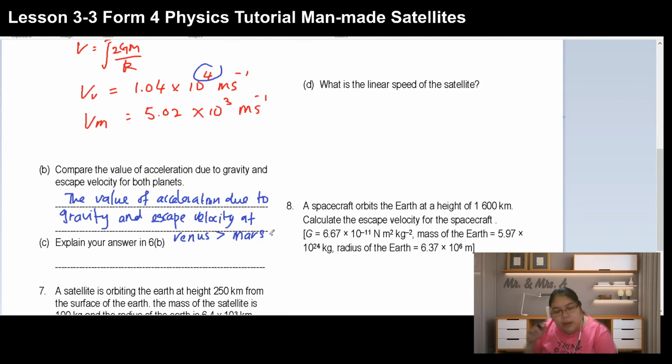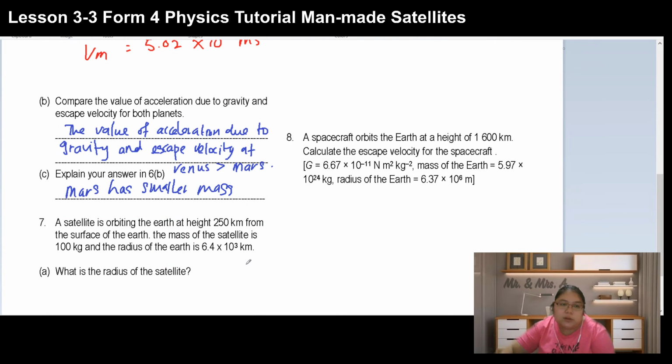Then we need to explain why we get the answer like this. What is important is the mass. So we just say Mars has a smaller mass. Okay, Mars has the smaller mass compared with Venus. Then I need to show you the calculation for 1 to 6. Okay, let me open it.